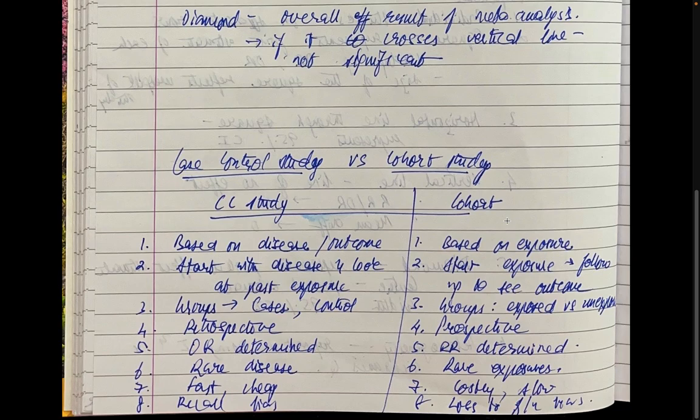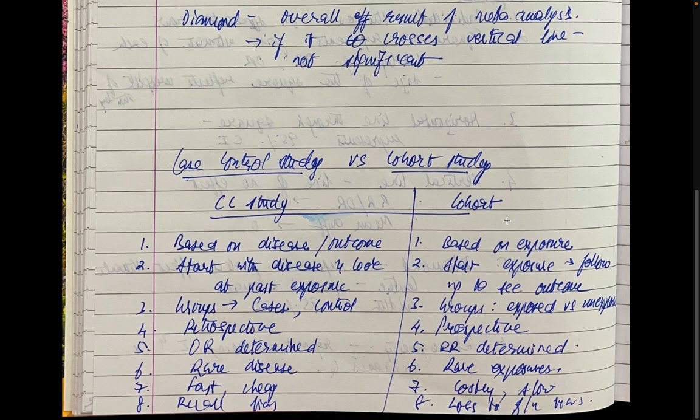In a case control study, there are two groups, cases and controls. The groups in a cohort are the exposed and the unexposed. Case control study is retrospective, cohort is prospective. In a case control study, you determine odds ratio. Relative risk is what is determined in cohort. Case control study is for rare diseases, but the cohort study is for rare exposures.